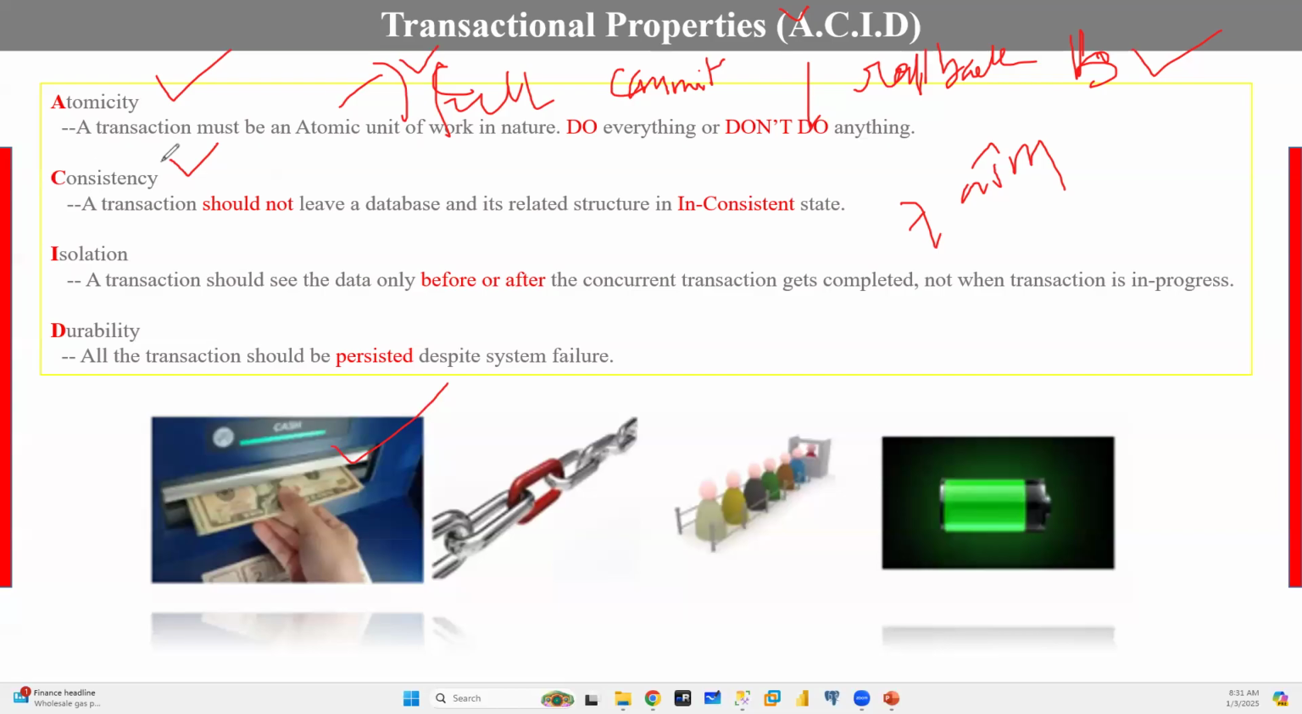So consistency is very important, sir. It should not violate the behavior. It should not violate the structure. It should not violate the behavior. That is going to be taken care of by the consistency. Whatever data you are going to load, it should not violate the existing behavior. So that is going to be taken care of by the consistency.